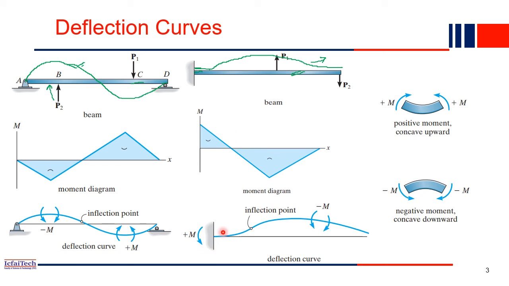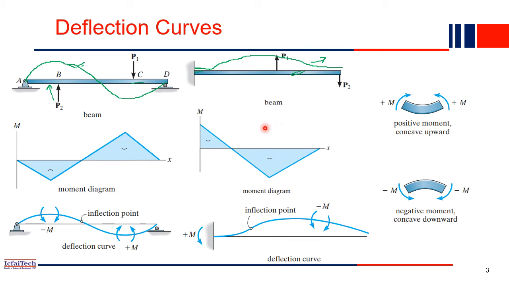You will see this is a fixed end support, right? This is a cantilever, meaning fixed end support. So here the slope is 0. The curvature does not start right from the support. Curvature starts only after you go some distance, right? So that's why this is the deflected shape after application of P1 and P2.